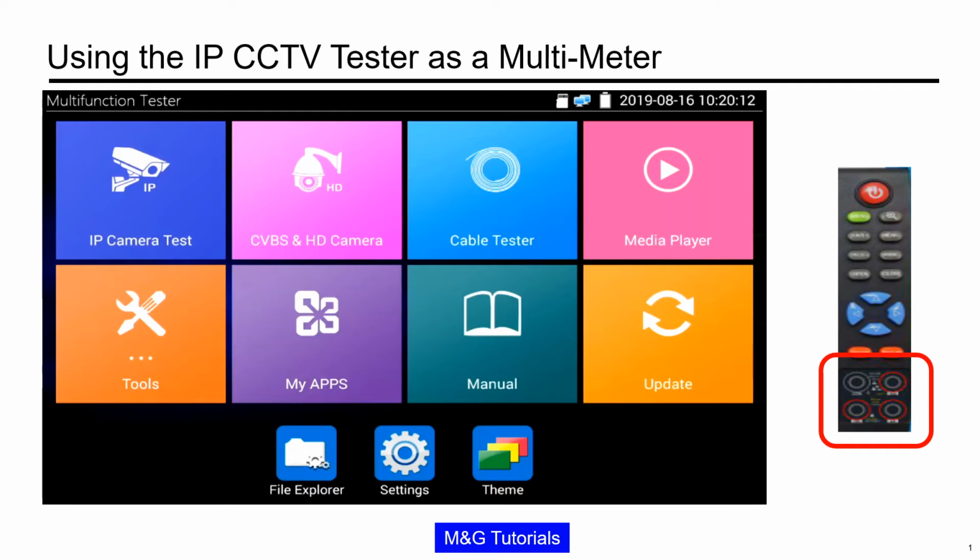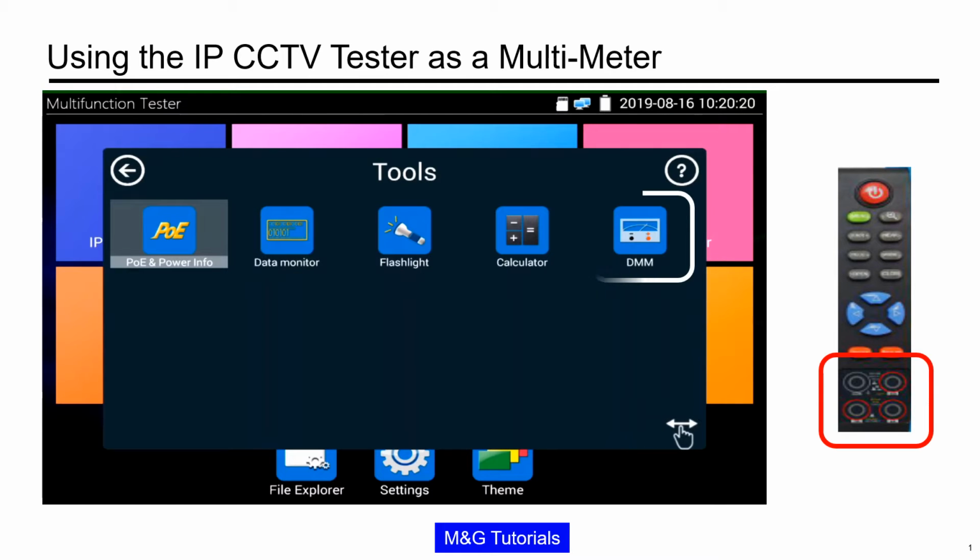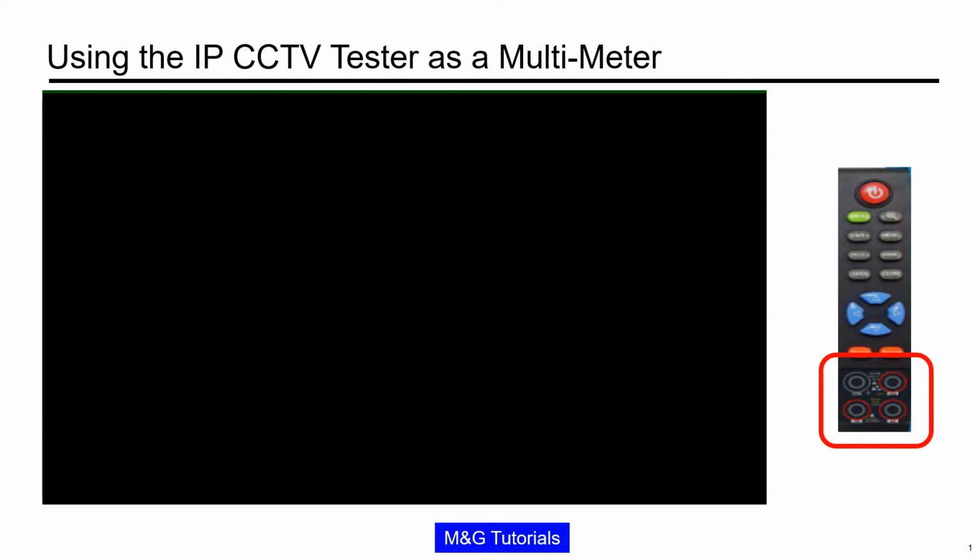Using the IP CCTV tester as a multimeter. Please note this unit is not calibrated, therefore it should not be used on parameter sheets. Select Tools, select DMM.